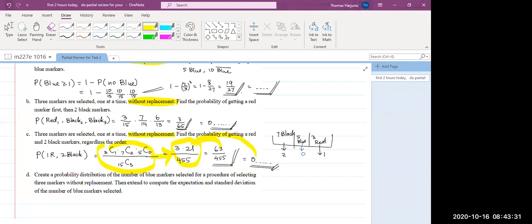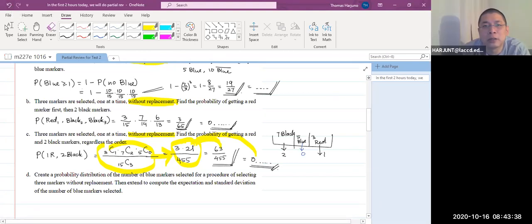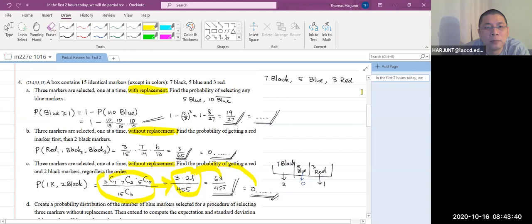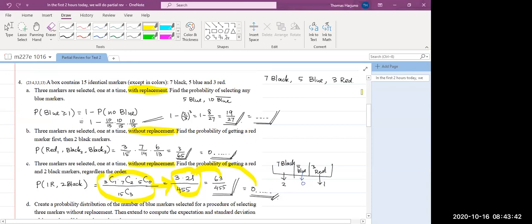I have a question about letter A. So I think it is wrong because I tried it out just now. I was thinking 5 over 15 times 5 over 15 times 5 over 15, but I don't think that's right. Why is that? What's the error in that thinking?